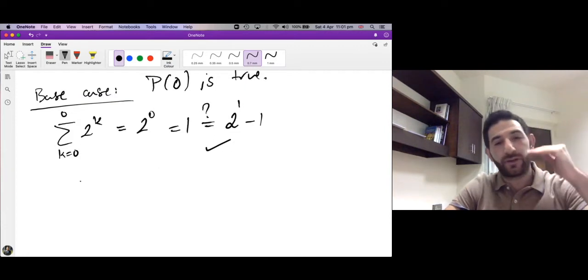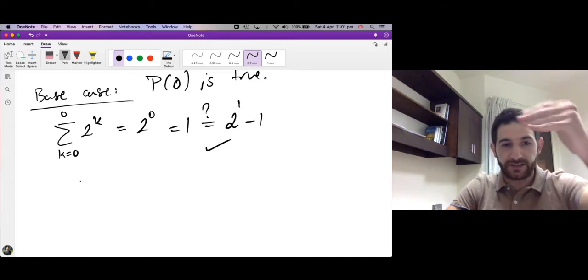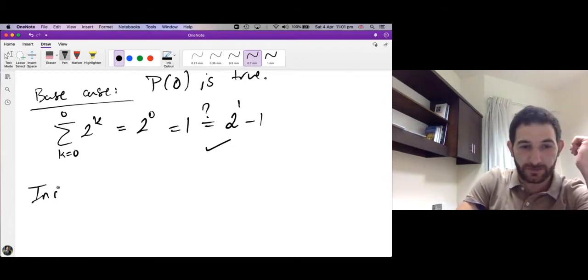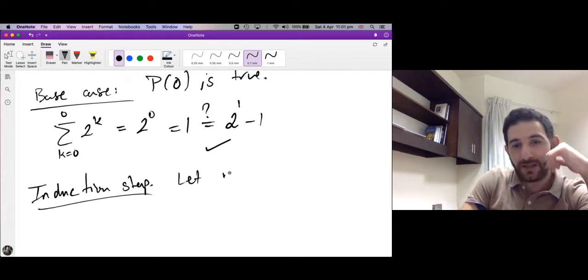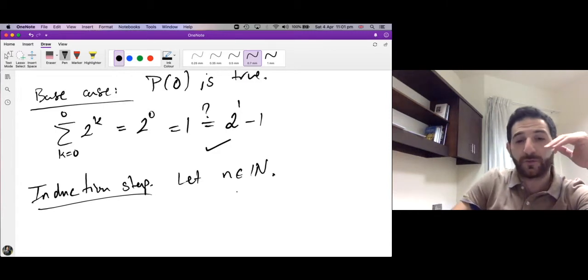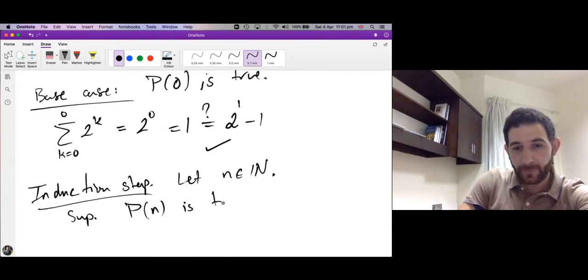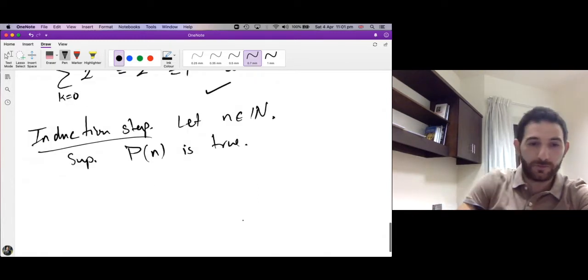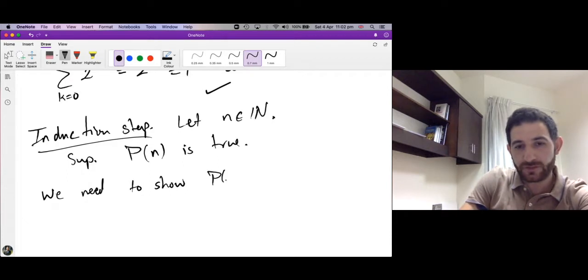Now, we stepped on the first step of the ladder. Now we want to show that whenever we reach a step in the ladder, we can reach the next step. So this is the induction step. Let n be any natural number. So choose any natural number whatsoever, and suppose it has property P. So suppose property P holds for n. We need to show that P of n plus 1 is true.